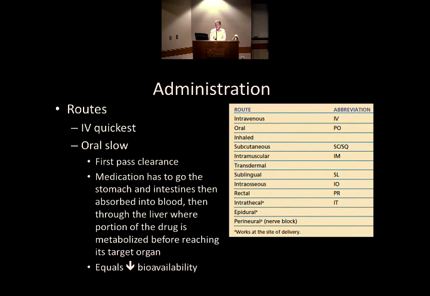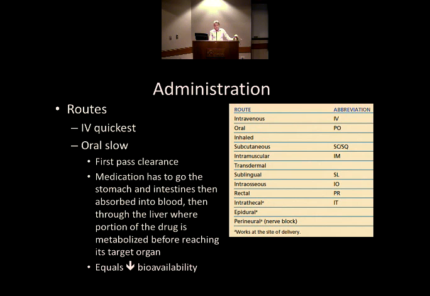One of the big vocabulary words is first pass clearance. It occurs when you take a med orally, which is what most of us take every day at home. Medicine goes in through your mouth, goes to your stomach, and there it starts getting broken down and absorbed through the stomach and then also the intestines. And the way the body's laid out, once it gets absorbed into the bloodstream from that area, it goes through the liver first before it can get distributed to its target organ. So you're going to lose some of that medication just through absorption in the liver.